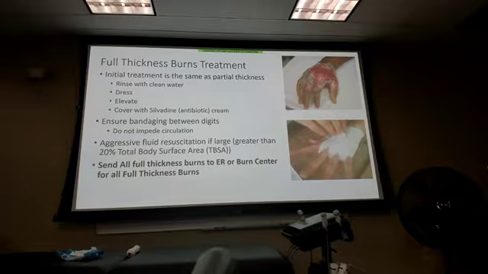If it's greater than 20% total body surface area, we're going to aggressively fluid resuscitate that patient. And most of the time, especially if it's greater than 20%, we're most likely going to ambulance ride them or flight them to the nearest burn center.